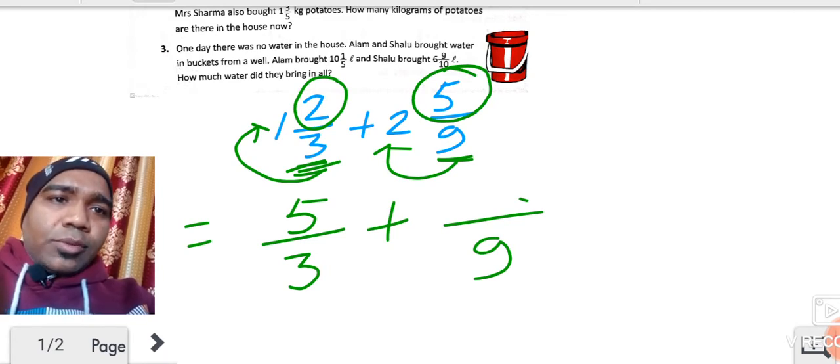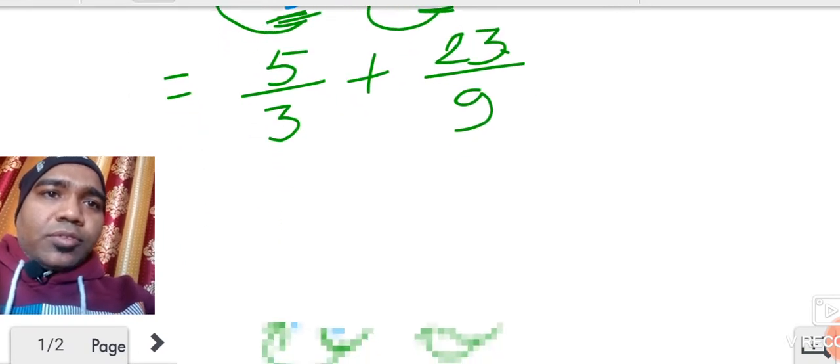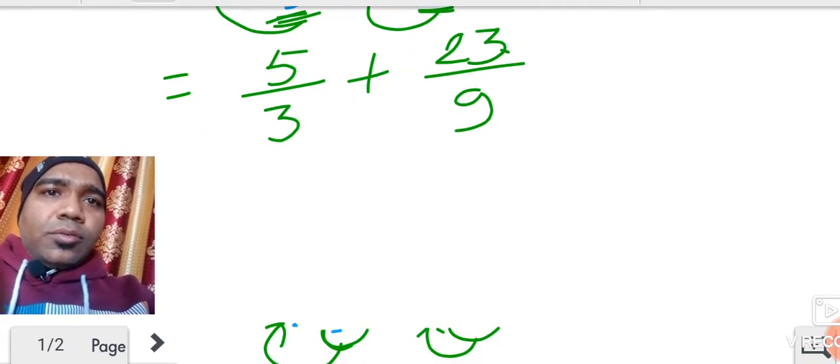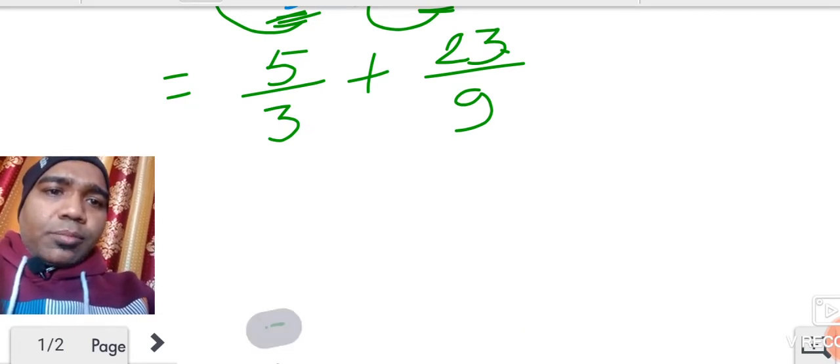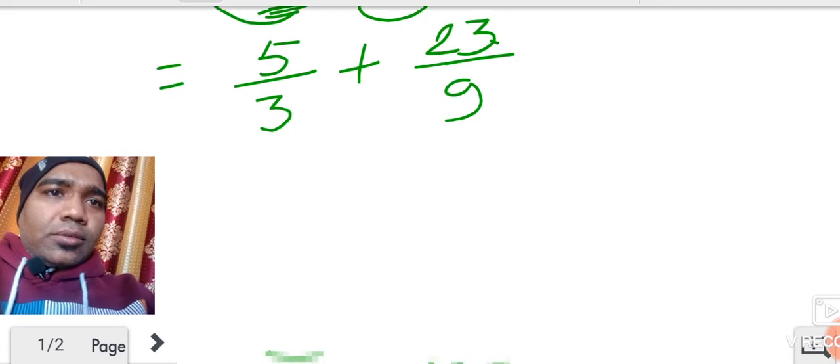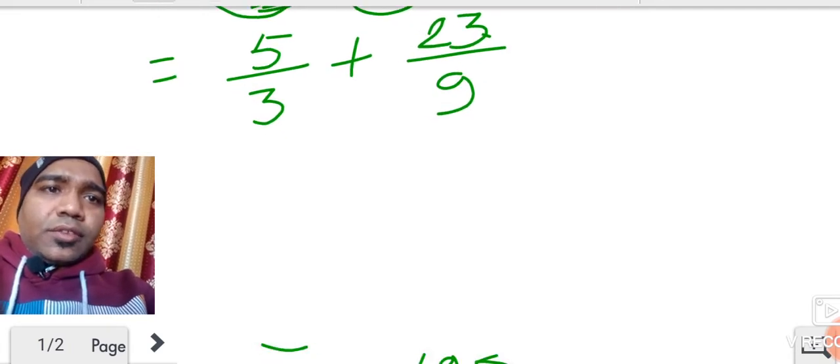18 plus 5, how much will we get? 23. So we'll write here 23. Okay. Now we have changed it from mixed fraction to improper fraction. Now this is simple addition of fraction.